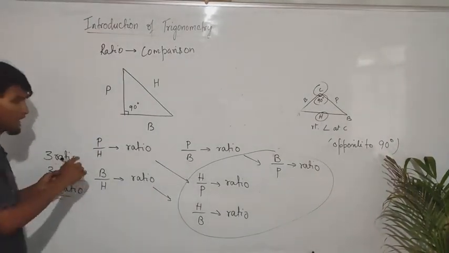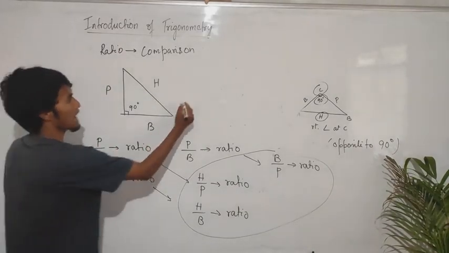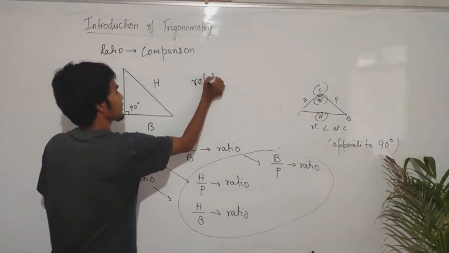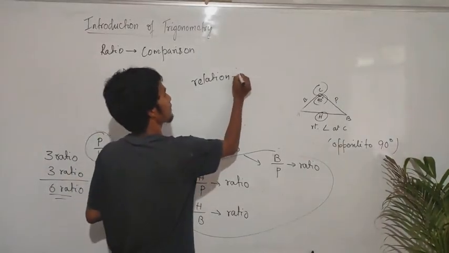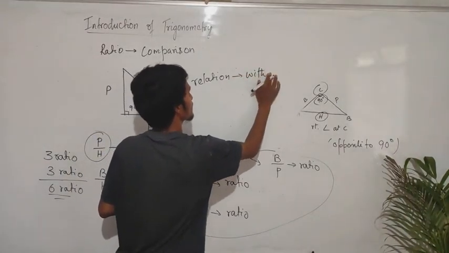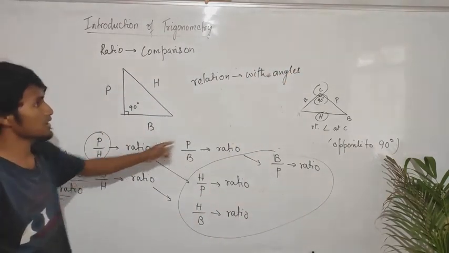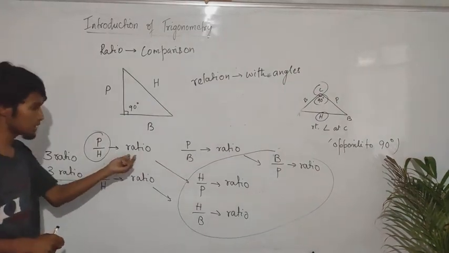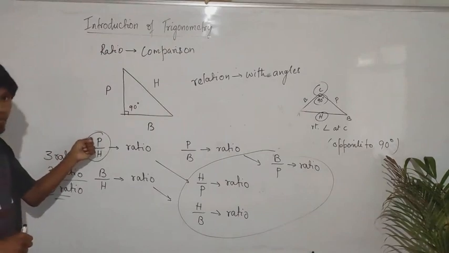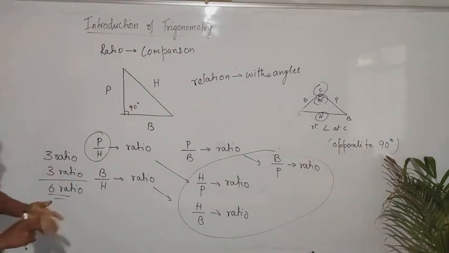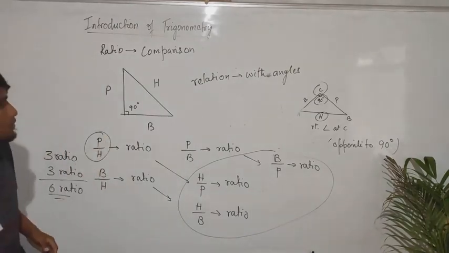And this ratio P by H has some values, and those values have a relation with angles. This ratio is a ratio between the sides P by H. Now this P by H is made of sides and it has a relation with the angles. And that will be given by, we will look for that.